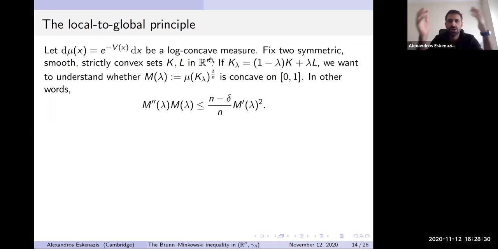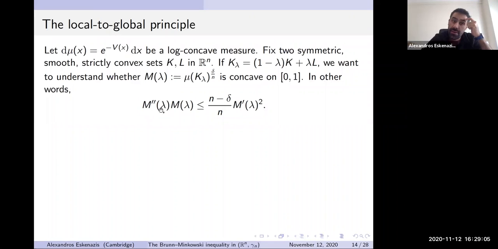Now, if you want to prove the functional inequality, you can assume that your sets are as nice as you want. And denote by K sub lambda the convex combination 1 minus lambda times K plus lambda times L. And what you want to prove is that the function, which is the measure of this set K lambda to the power delta over n, is a concave function. That's really just the statement of the dimensional Brunn-Minkowski. So you want to prove that this is concave, and what can you do? You can differentiate in lambda, and differentiating in lambda gives you this condition over here.